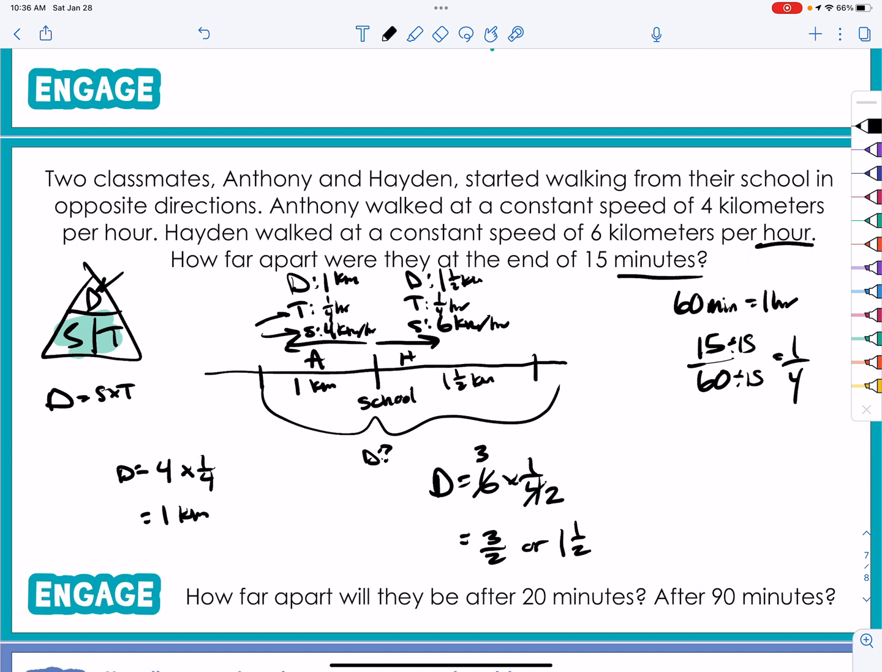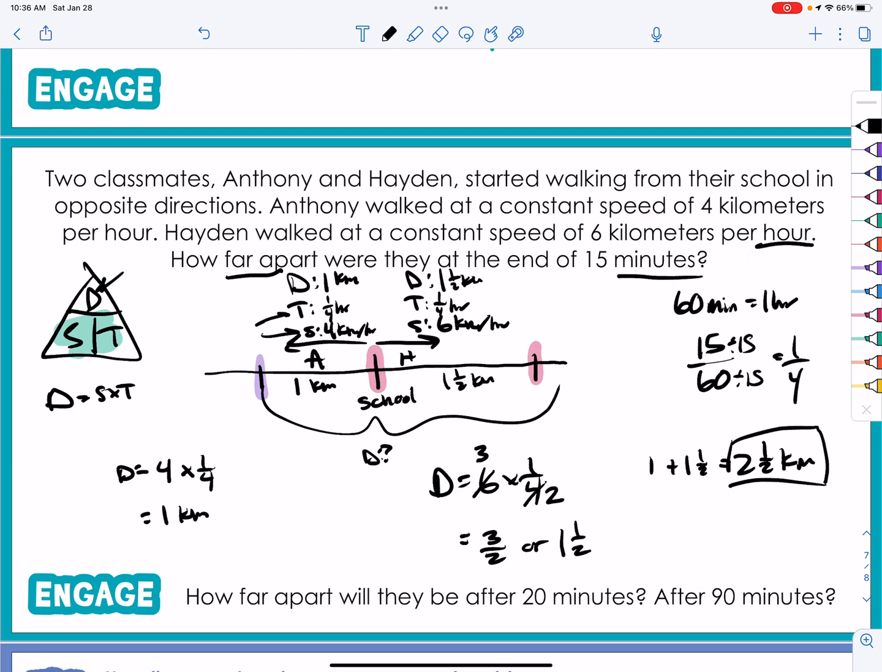Now, because they're traveling in opposite directions, that means they started here at the school, and when Hayden ends, he's 1.5 kilometers away from where they began in one direction, and Anthony is 1 kilometer in the other direction from the school. So that means altogether, they've traveled 2.5 kilometers. So 1 plus 1.5 is 2.5 kilometers. So how far apart were they? They were 2.5 kilometers apart.